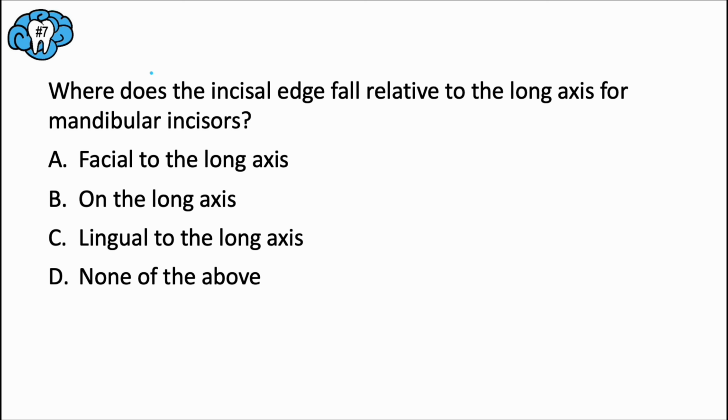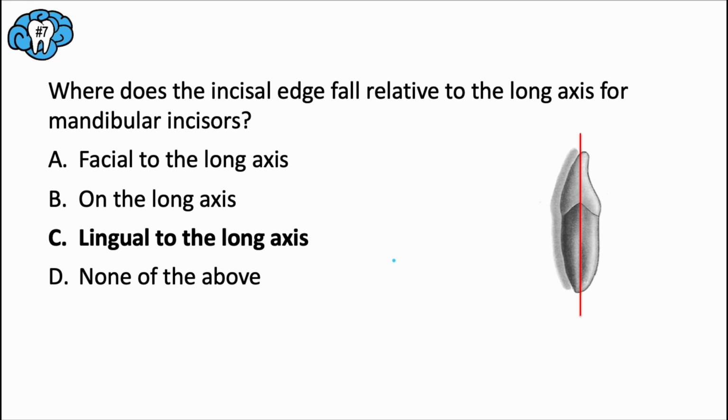So this is a great opportunity to review where incisal edges fall for different teeth. Remember, the maxillary canine cusp tips fall facial to the long axis. The maxillary incisal edges usually fall on the long axis of the tooth, and all mandibular anterior teeth, incisal edges and canine cusp tips, fall lingual to the long axis of the tooth. So since we're asking about a mandibular incisor, the answer to this question is C. The incisal edge falls lingual relative to the long axis of the tooth.